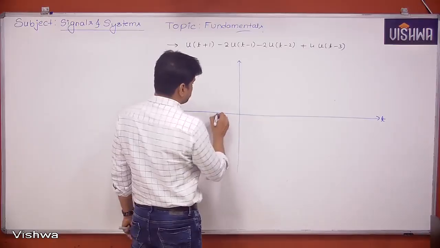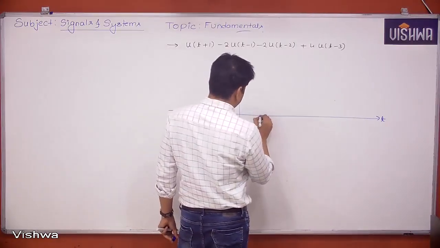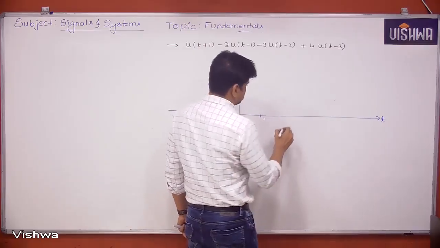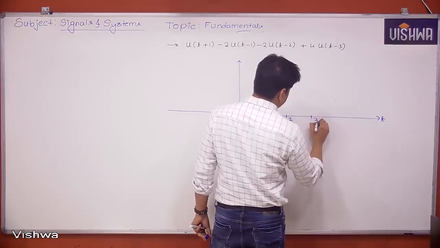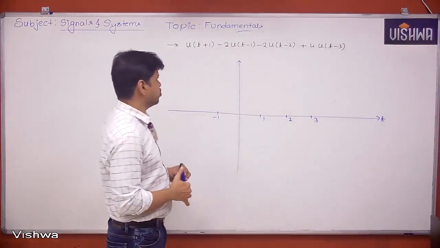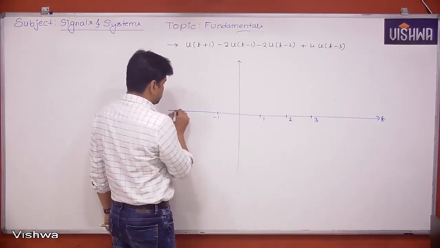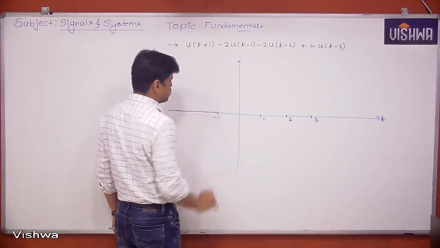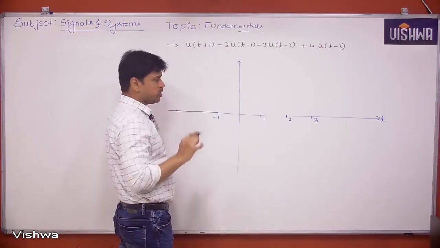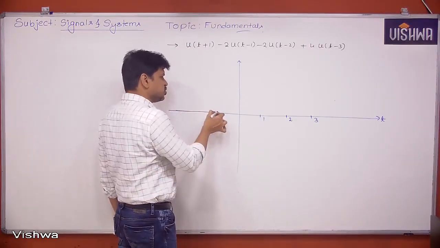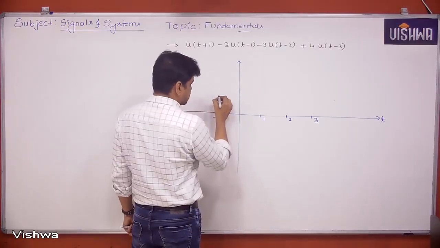So what are the discontinuity points? -1, 1, 2, 3. These are the discontinuity points, 4 discontinuity points. Let's see. Up to -1, the initial amplitude is 0. At -1, it is introducing a jump of 1 unit. That means up to -1 it's 0. If I am adding 1 again to it, it will go to a new value which is nothing but 1.